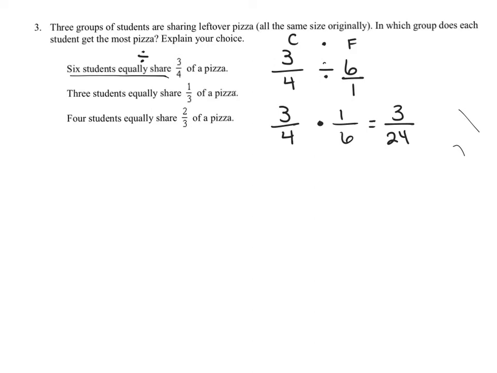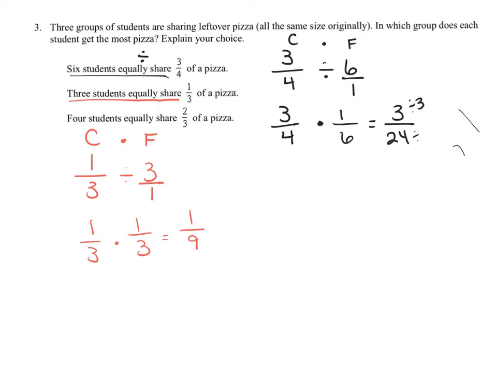So this is for the first group. Okay, the next group says 3 students equally share 1/3. So they're getting 1/3 of the pizza divided by 3. Once again, make the 3 improper, and then we're going to multiply by the reciprocal, or copy dot flip. So 1/3 times 1/3 equals 1/9. And actually, we could have simplified the 3/24 because 3 goes into that. I just realized that. So this becomes 1/8.